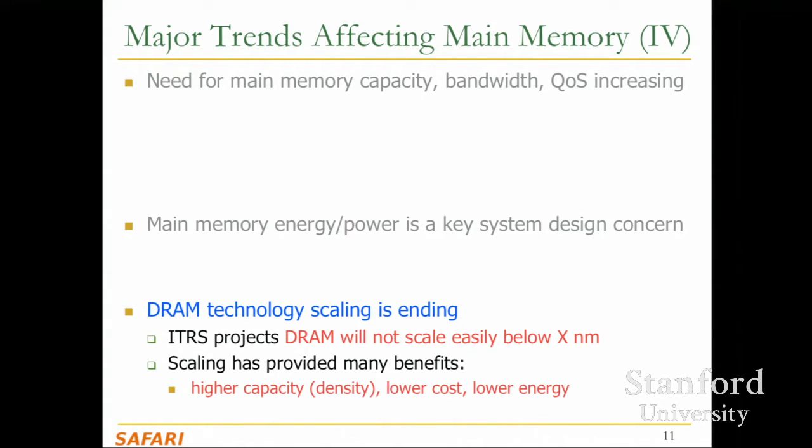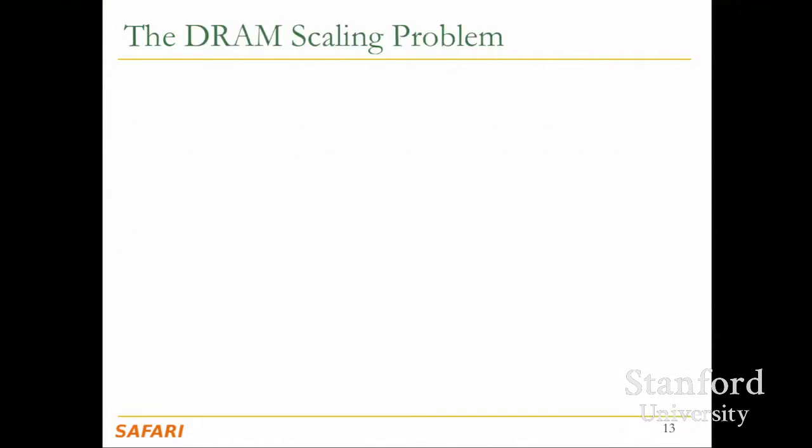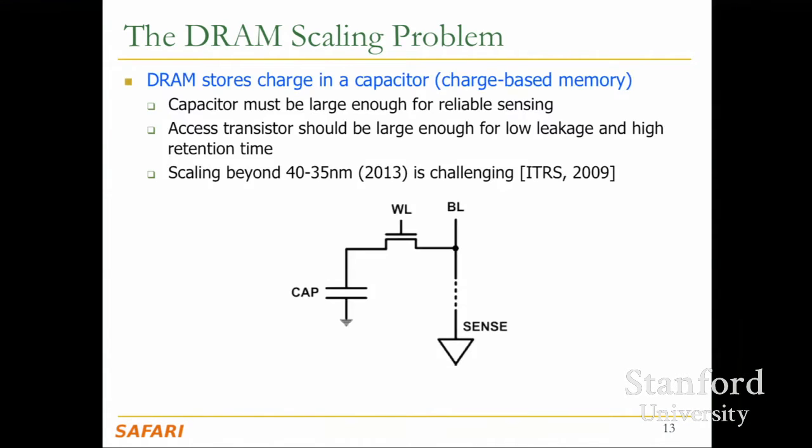And I'll hopefully give you some evidence from the field that we're actually seeing and feeling the scaling issues. But scaling, what do I mean by scaling? Basically, you reduce the size of the circuit, and that provides you many benefits: higher capacity, higher density, lower cost, and hopefully reasonable energy scaling. And if this ends, we're not going to be able to satisfy these requirements really well, at least with the technology the way we have known it. So let me pose everything as a memory scaling problem and motivate you a little bit more, and then talk about some solution directions. So what is the scaling problem we see with DRAM?